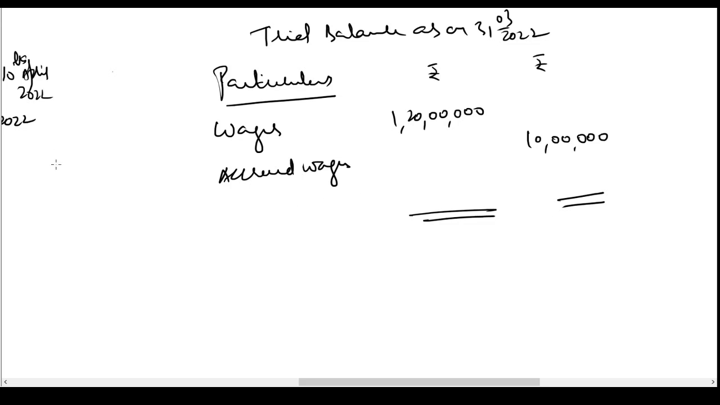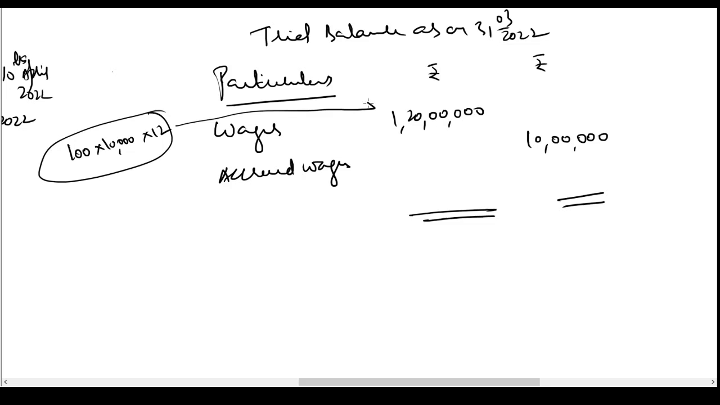So logically we are saying there are 100 workers, each worker gets 10,000 rupees per month into 12 months. So this is my total expenditure for the year. This is exactly tallying. 10,000 into 100 is 10 lakh, into 12 is 1 crore 20 lakh. Accrued wages 10 lakh. We know that the workers can demand payment on 10th of next month. So this is logically 1 month wages which are outstanding at the end of the year or accrued at the end of the year. So this is logically correct.